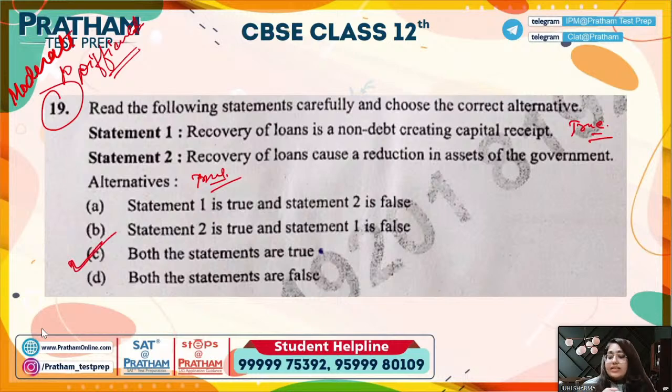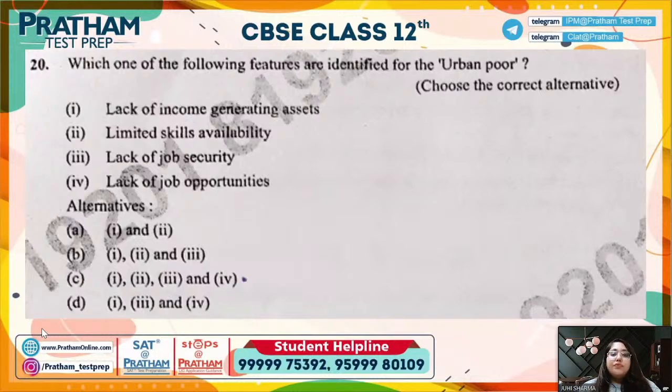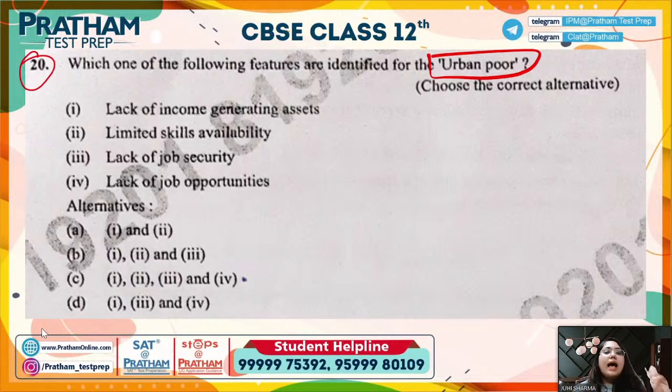Okay. Now question number 20 we have, which of the following features are identified for the urban poor? Right, दो टाइप के पुअर्स हैं, हमने क्लास में पढ़ा था. We have rural poor and we have urban poor. कुछ फीचर्स दे रखे हैं अर्बन पुअर के, like lack of income generating assets, limited skill availability, lack of job security, and lack of job opportunities. Now these are the four features which are given for urban poor, and you need to identify कि इन चारों में से कौन सा urban poor से related है.